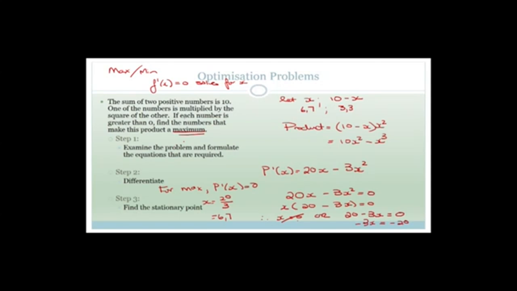Okay, so then you always go back to the question and read what they asked. It says if each number is greater than 0, find the numbers that make this product a maximum. So you can't go along and go, well, I've found 6.7, I'm cool. You actually need to go and find both of them. Okay, so that's how you would work through an optimization problem.